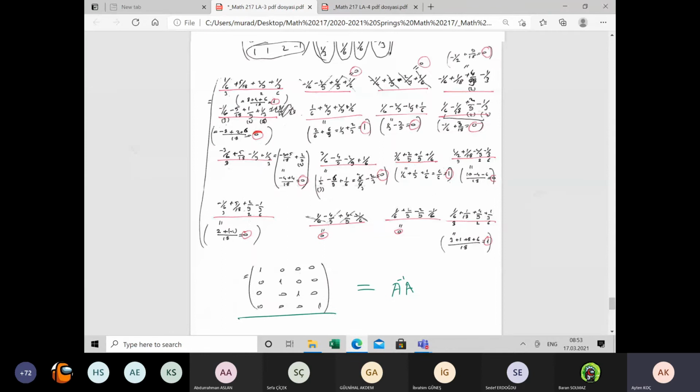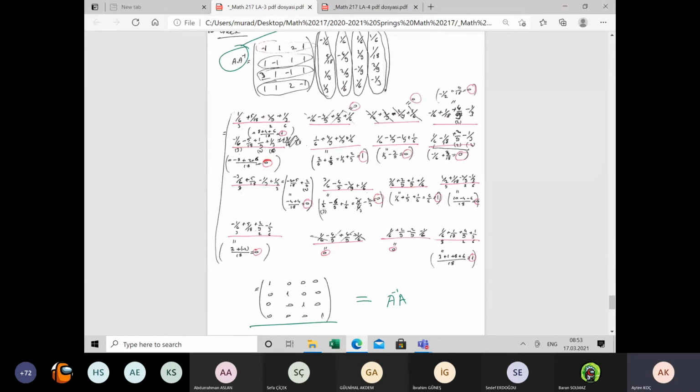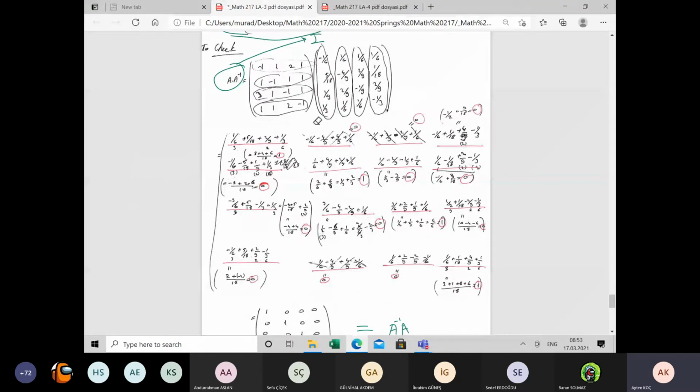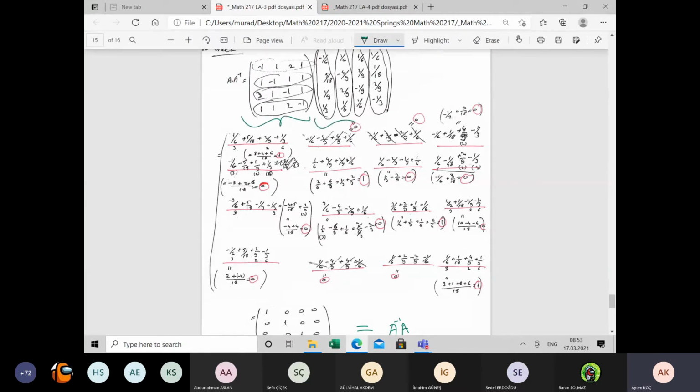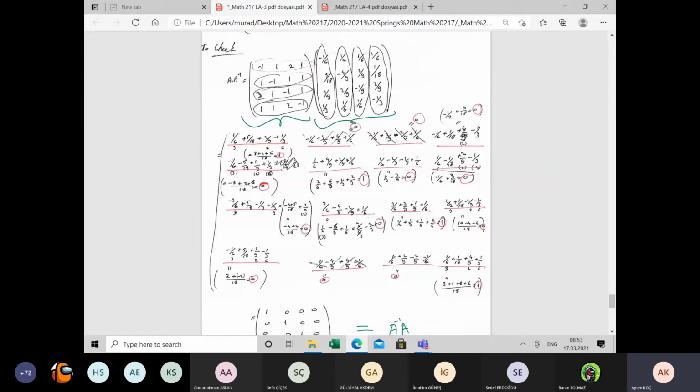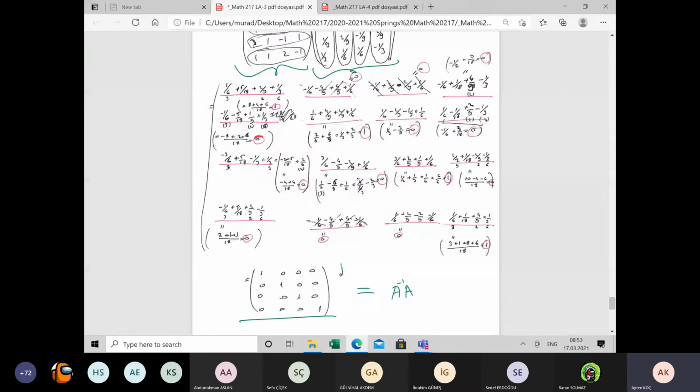Take our matrix here. This one is our matrix, and we claim that this one is the inverse of our matrix. So we compute this product, and then we obtain the identity matrix. Yes, this one is the identity matrix. So yes, our matrix is invertible, and also the inverse is right. It's okay, true.